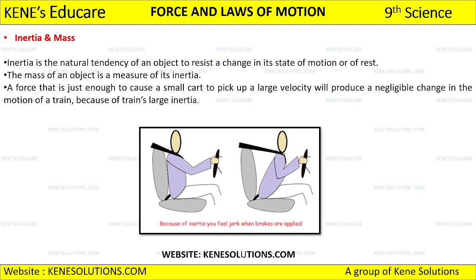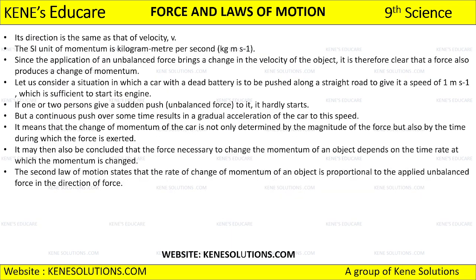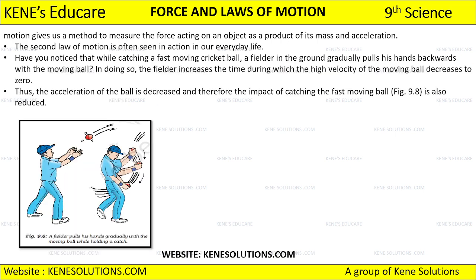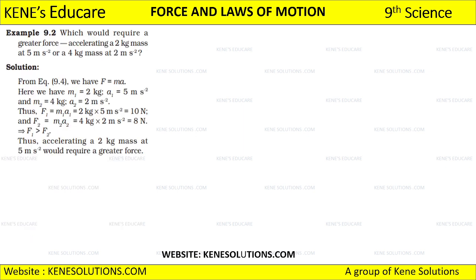So we'll be discussing inertia and mass, and then after the first law, we have the second law of motion to discuss in detail. Then we have some of the mathematical formulations of the second law of motion, which we will be going through. And after discussing that in detail, you can see we have many examples which have been given. So we have example 9.1, where we will be calculating the final velocity of the object. After that, we have 9.2, where we will be finding the greater force which has been accelerating.